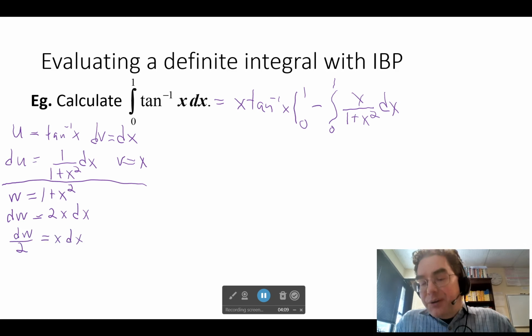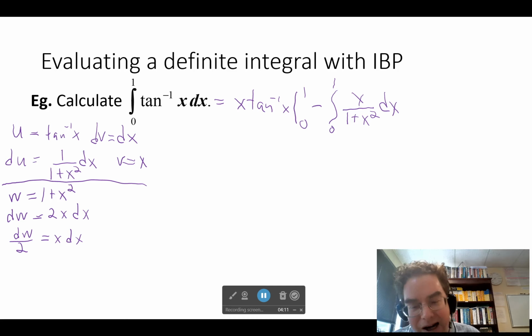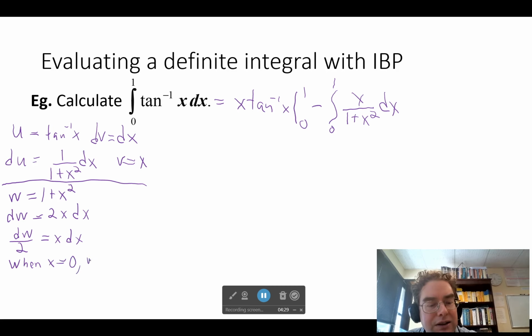Now, this being a definite integral, again, with substitution, you've got some options. You can leave the limits of integration as is, or you can decide to change them. I'm a little bit of a fan of changing them myself in a situation like this. So I'm going to say when x equals 0, w is equal to 1.